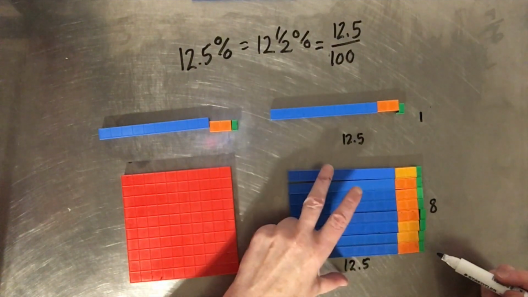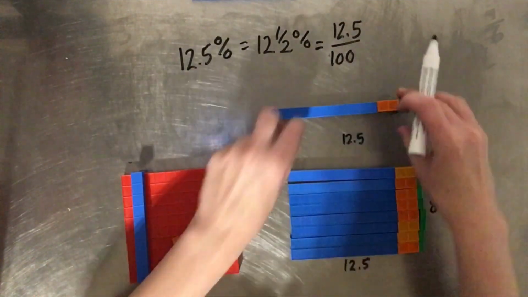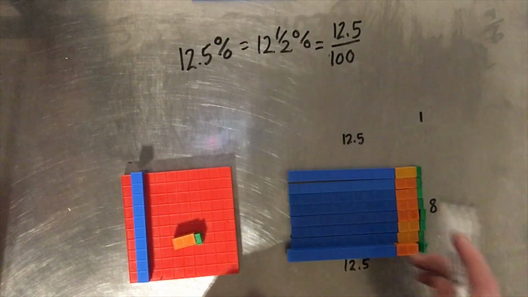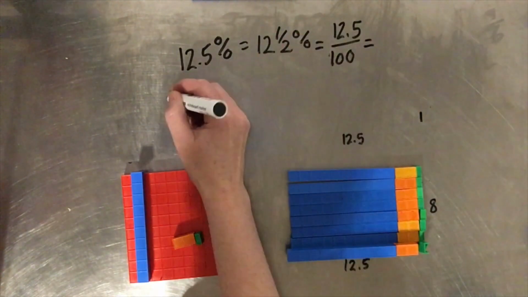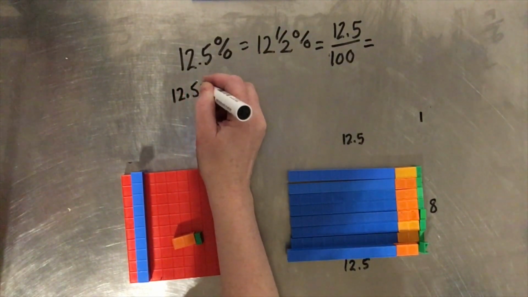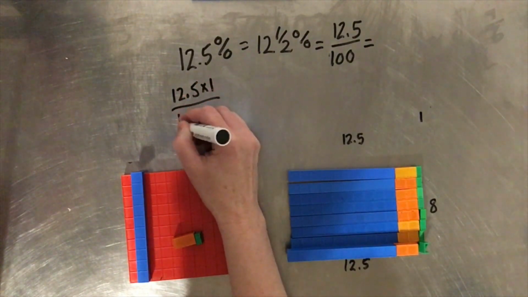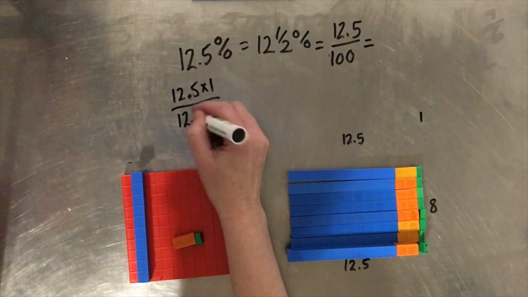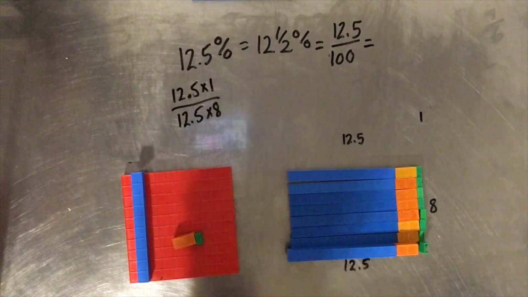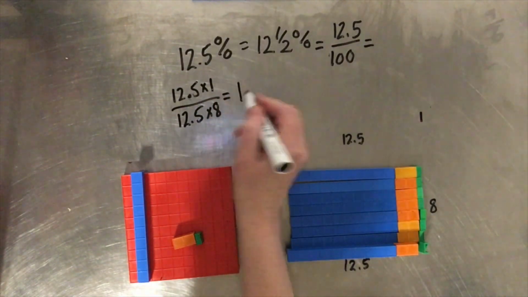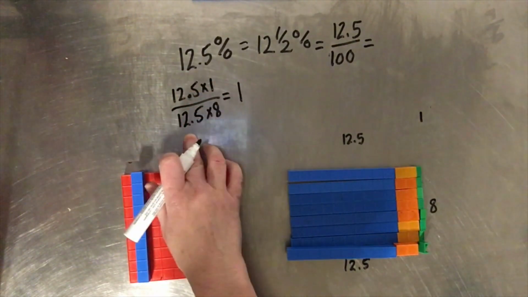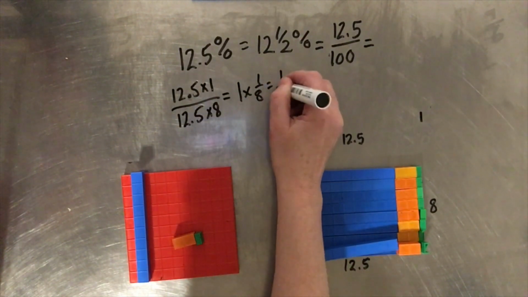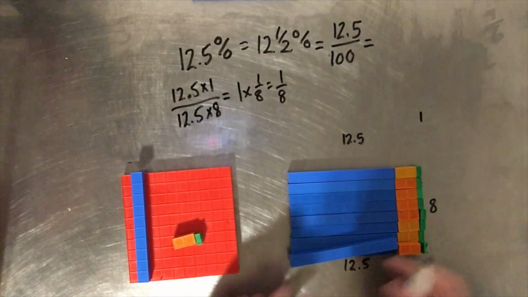This 12.5 is like a hidden 1. So if we were looking at it with the symbols, we can say it's 12.5 times 1 on top, and it's 12.5 times 8 on the bottom, which is really the same as saying that I've got 1, because isn't 12.5 over 12.5 just 1, times 1 over 8, which is the same as just 1/8, right?